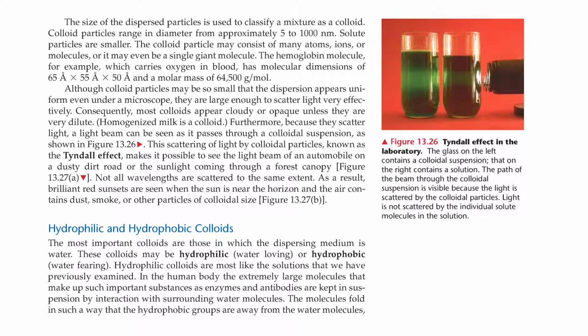Furthermore, because they scatter light, a light beam can be seen as it passes through the colloidal suspension, as shown in Figure 13.26. This scattering of light by colloidal particles, known as the Tyndall effect, makes it possible to see the beam of light of an automobile on a dusty dirt road, or the sunlight coming through a forest canopy. Not all wavelengths are scattered to the same extent. As a result, brilliant red sunsets are seen when the sun is near the horizon and the air contains dust, smoke, or other particles of colloidal size.